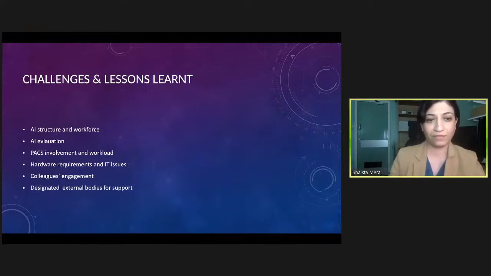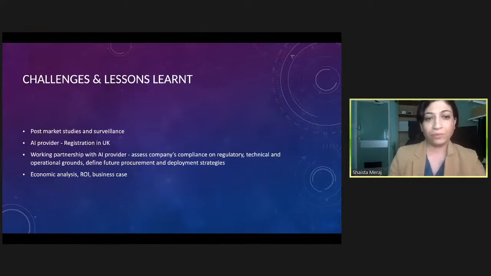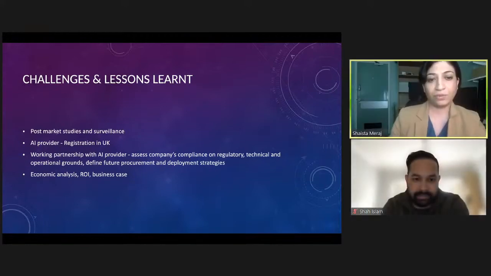of deployment and evaluation. Having post-market surveillance studies is important to see any performance shift in the algorithms, and again, close working partnership with AI companies is required. Some overseas AI providers might not be familiar with the regulatory requirements of a particular country, and it can delay surveillance studies. So it is important to ask if the AI provider has a country representative. Evaluating the AI provider's compliance on regulatory, technical, and operational ground is important.